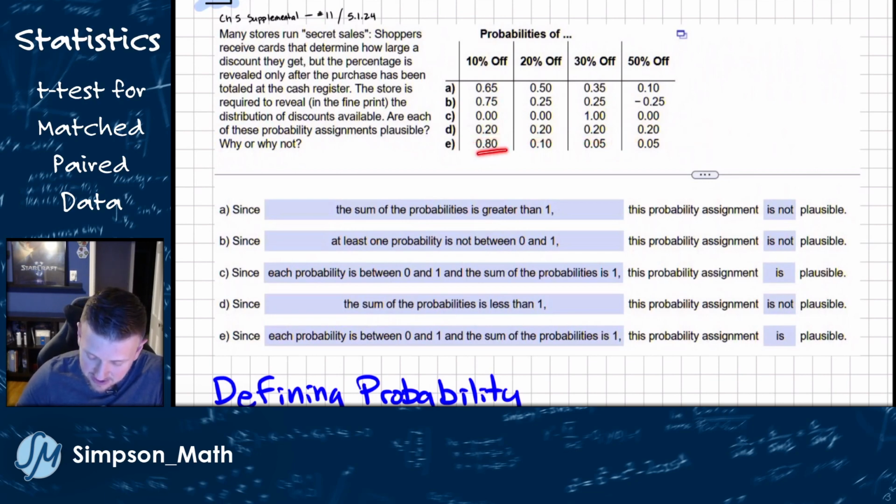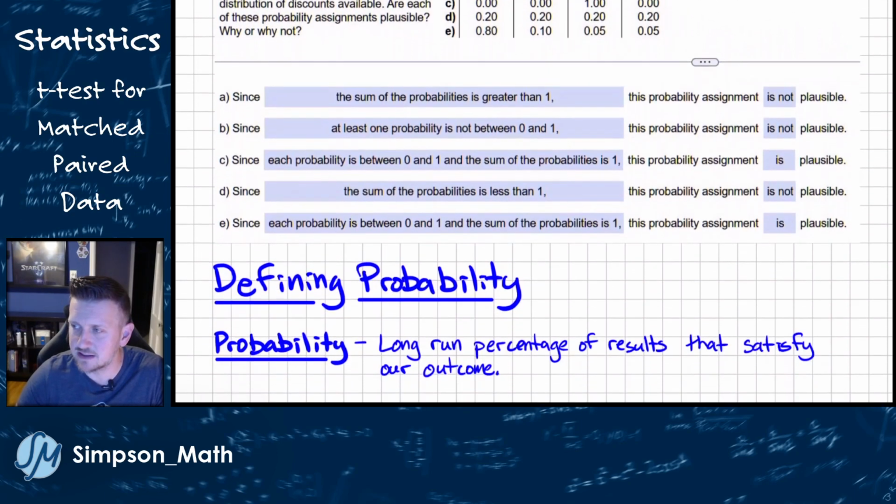And then lastly, this one would work, and this one would kind of make sense as to how you might run it in the store. 80% of them are 10% off. You have a 10% chance for 20% off, and then 1 out of 20 of them each is 30 and 50%. That kind of makes sense. You have a chance to get there, but most people would just get 10% off. Here in Texas, it's basically just a little bit more than the tax off.